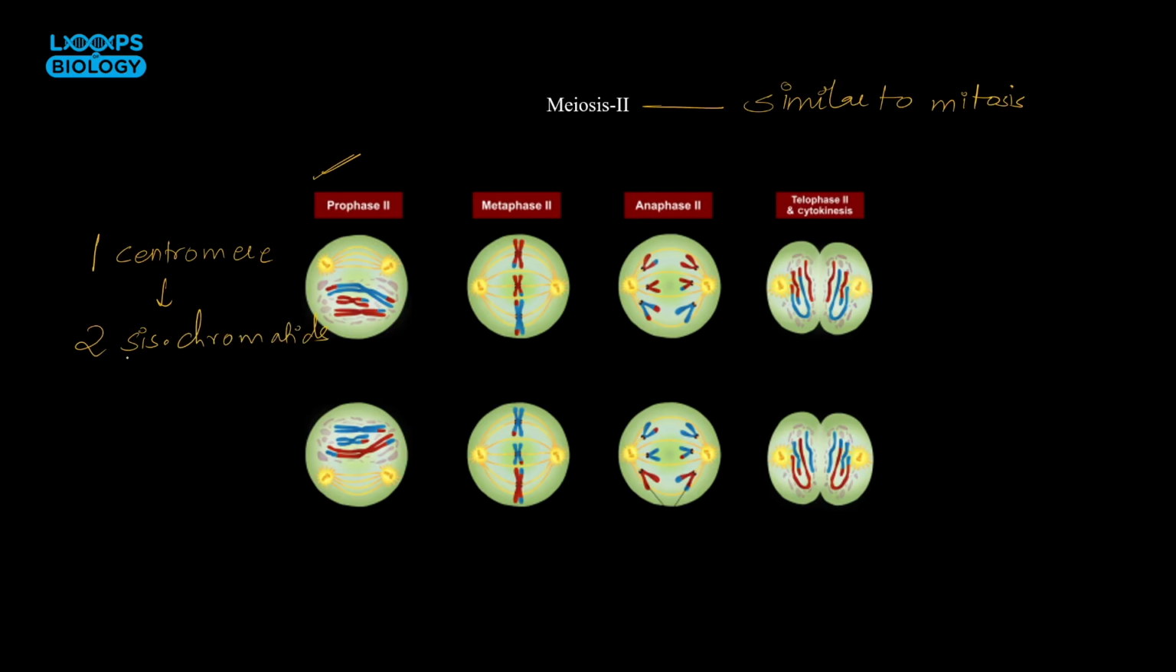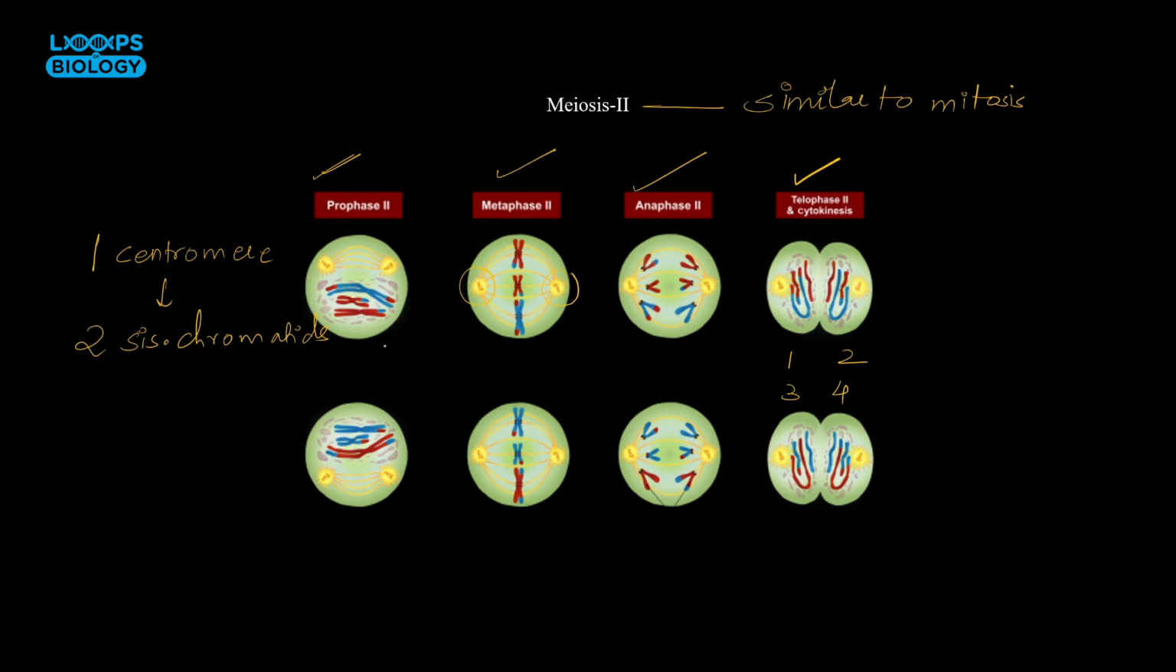Alright, so there is one centromere, two sister chromatids. Then these complete chromosomes are arranged on the equatorial plate in metaphase 2. The centrosome and centriole move to their respective poles. They start releasing spindle fibers. There will be a pulling force inside anaphase 2. The chromosomes will be separated, and finally, inside telophase and cytokinesis, I am going to get 1, 2, 3, 4 cells.